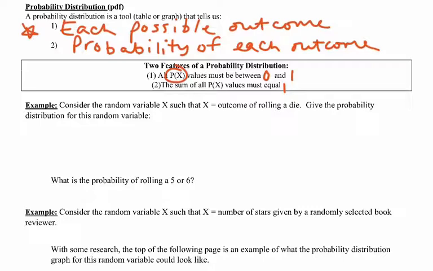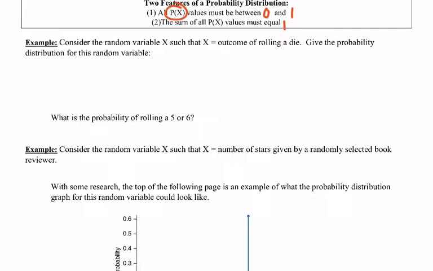So let's do a simple example here. It says, consider the random variable x such that x equals the outcome of rolling a die. So we're going to assume it's a six-sided die. Give the probability distribution for this random variable. So a probability distribution very often is a table, and so let's do a table to represent this. So I'm going to do a column to list each outcome, and then a separate column to list each probability. So what are my outcomes for rolling a die? I could roll a 1, a 2, a 3, 4, 5, or a 6. Those are my possible outcomes.